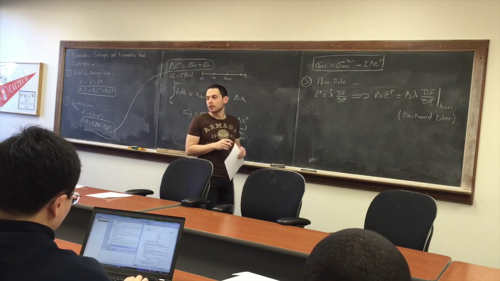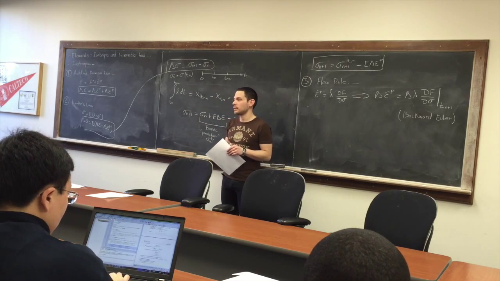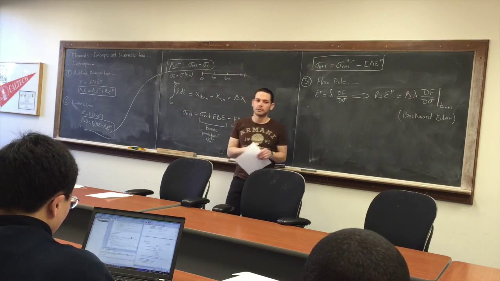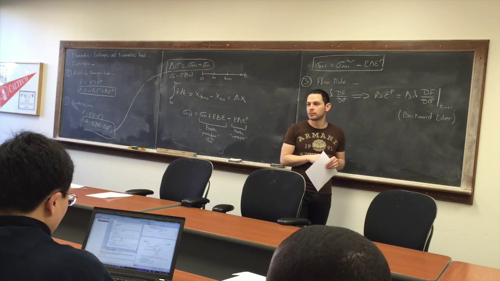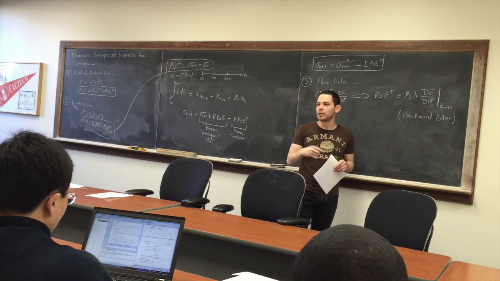Are you guys familiar with that? Finite difference schemes? Yeah, but I thought it was the other way. I thought backward Euler was explicit. I don't know. No. Backward Euler is always implicit.